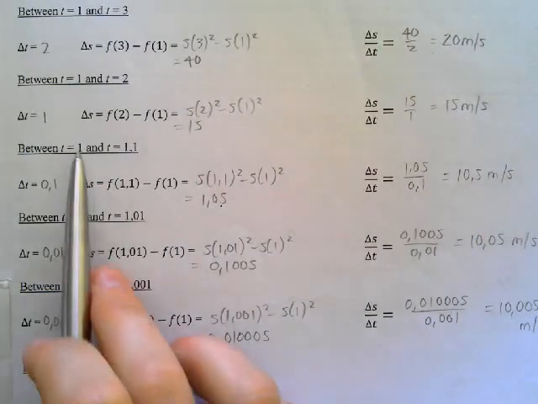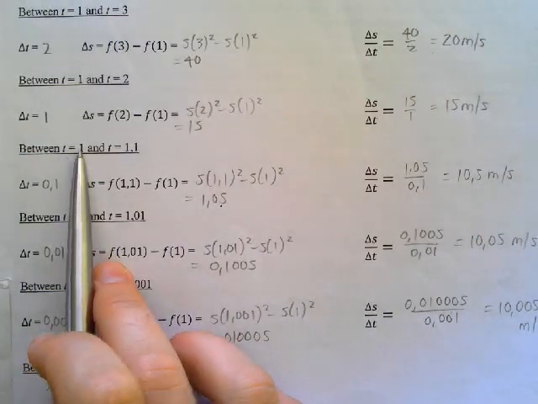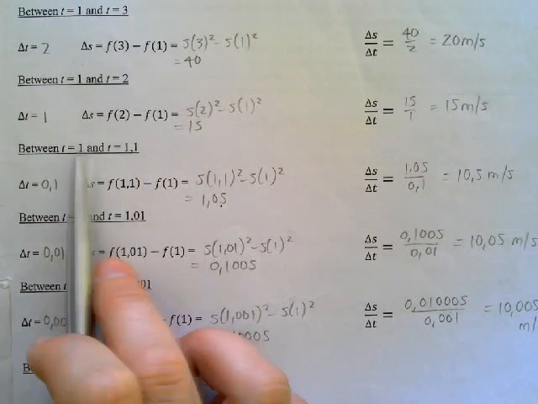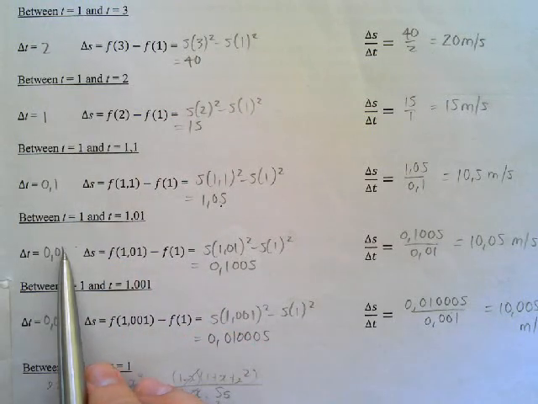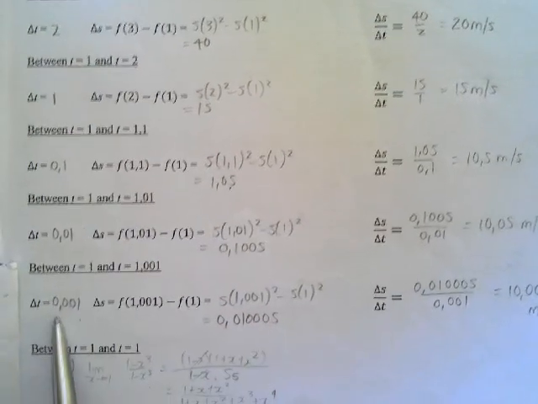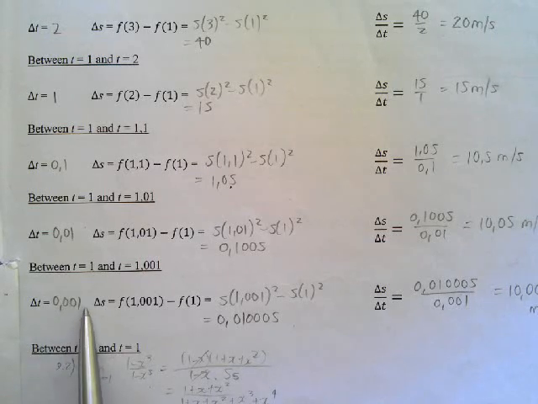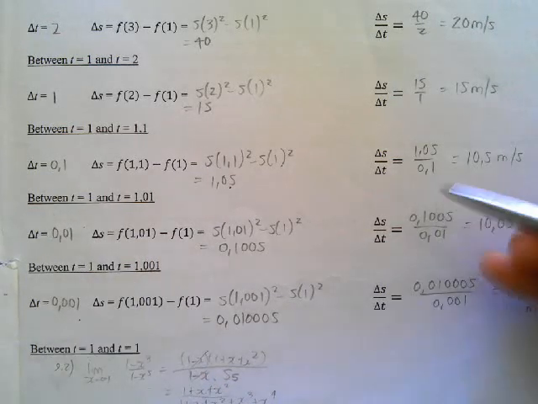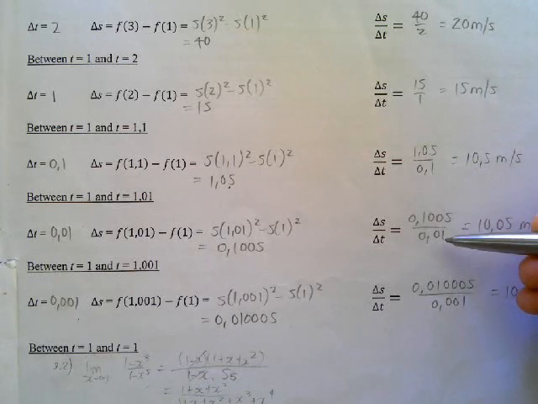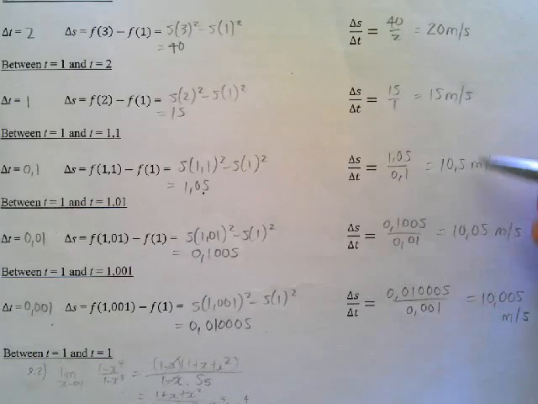That's because the comparison between t of 1, let's say, and t of 1,1 is only 0,1. In the next line, it's 0,01. In the next line, it's 0,001. So as the change in t, our denominator, was getting closer to 0, so my average speed was getting closer to what?